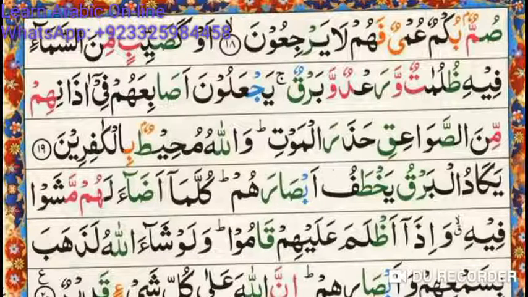Now we have: Aw kasayyibim minas samai fihi zulumatun wa ra'dun wa barq, yaj'aluna asabi'ahum fi azanihim minas sawa'iki hazaral maut, wallahu muhitun bil kafirin. Now I will read it again. This time you repeat after me. أو كصيب من السماء.